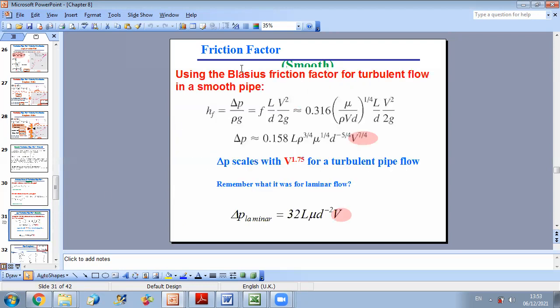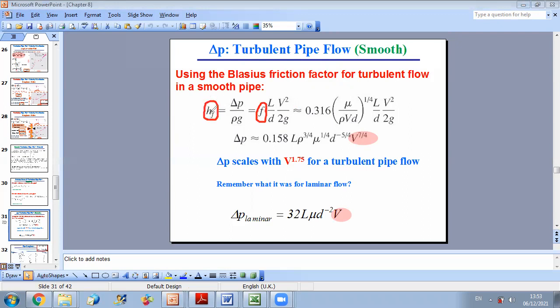Now, we have already defined the friction factor. The friction factor is a dimensionless number related to the friction head. So F is equal to the friction head, HF, times 2gD over LV squared, if you do a dimensionless analysis. And we have seen last time how we determine this expression.